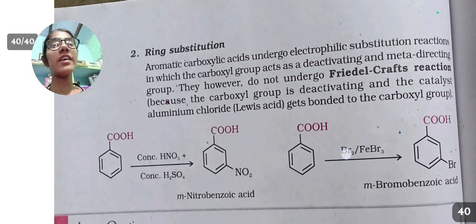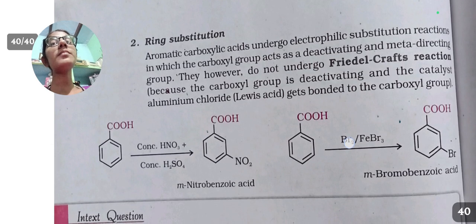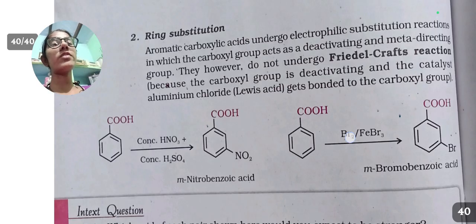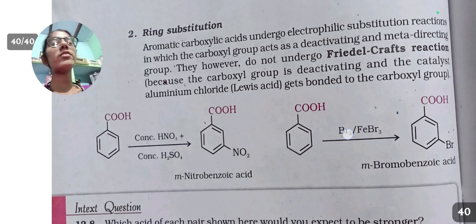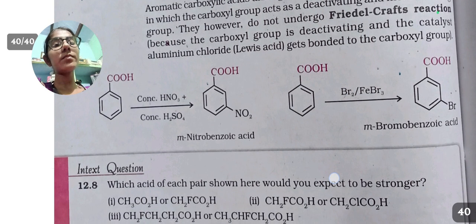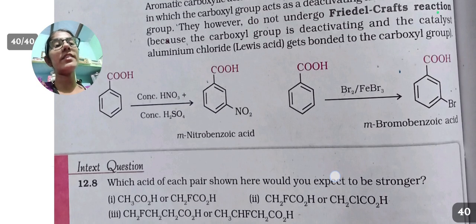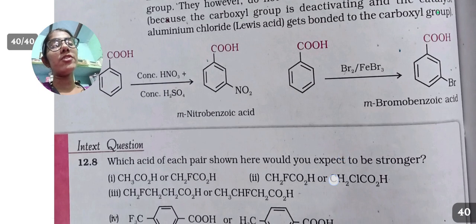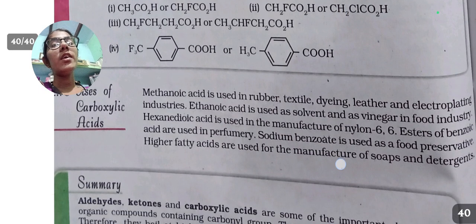Second is ring substitution. Aromatic carboxylic acids undergo electrophilic substitution reactions in which the carboxyl group acts as a deactivating, meta directing group. They, however, do not undergo Friedel-Crafts reaction because the carboxyl group is deactivating and the catalyst aluminium chloride, a Lewis acid, gets bonded to the carboxyl group, forming meta-substituted benzoic acid.